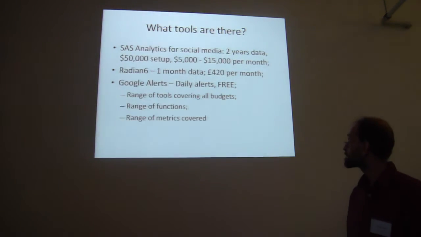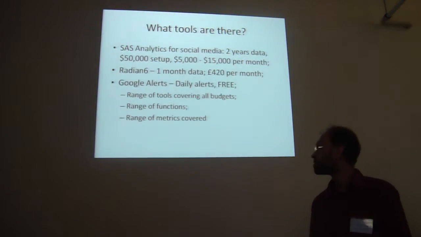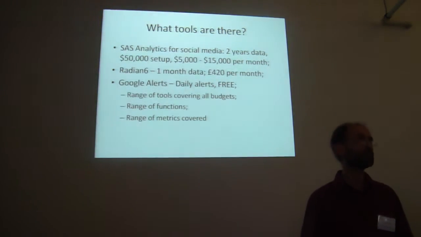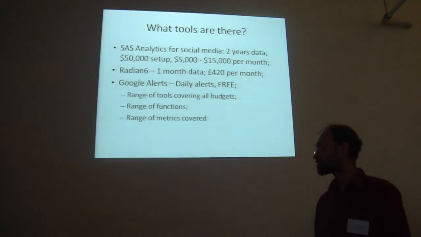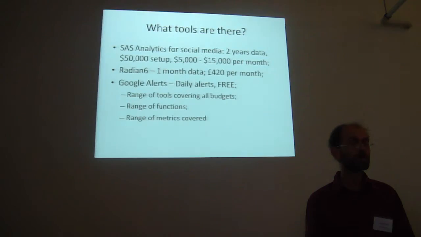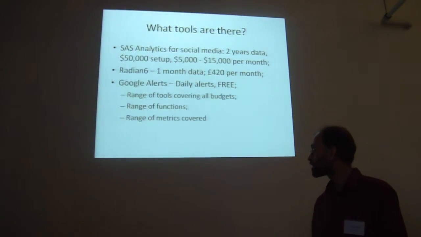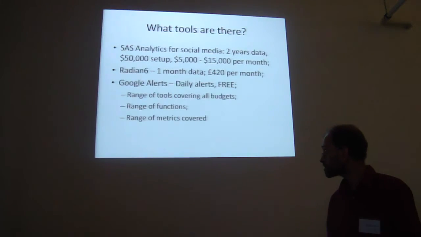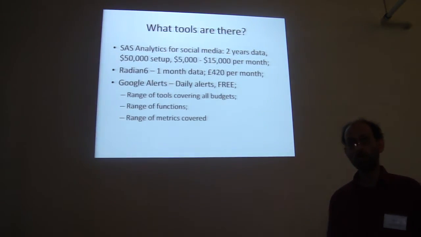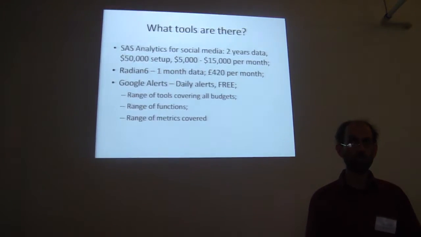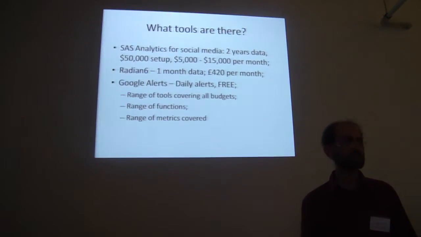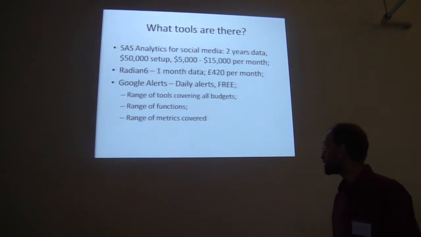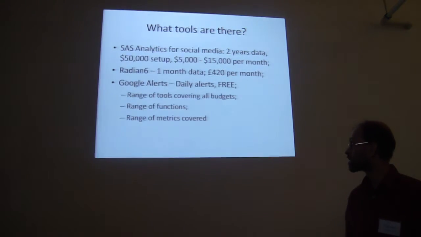Then we come down to Radiant 6. That's about £420 a month. Or you can go to Google Alerts, which is a daily alert of mentions of your keyword, and it's free. There are about 30 or 40 free social media monitoring tools, and there are 128 social media monitoring companies around. So, depending on what you pay for, you get different measures of what's happening on social media. So you get a range of functions.